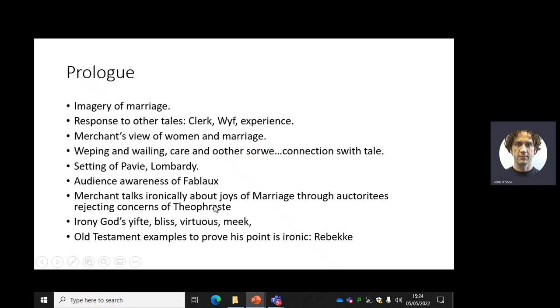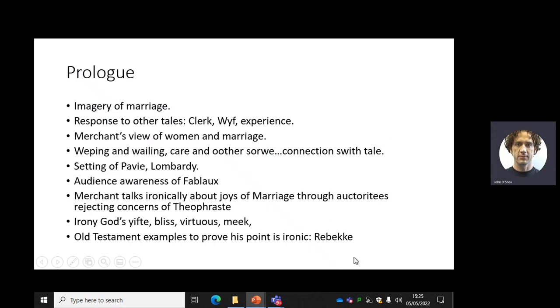The Merchant talks ironically about marriage. So whenever the Merchant praises marriage, he's being ironic. So irony runs through the story. So when the Merchant talks about how truly marriage is God's gift, or it's bliss, it's virtuous, and better to live in the marriage state than the bottom ground of singlehood, there's a deep irony, because we know the Merchant doesn't believe it.